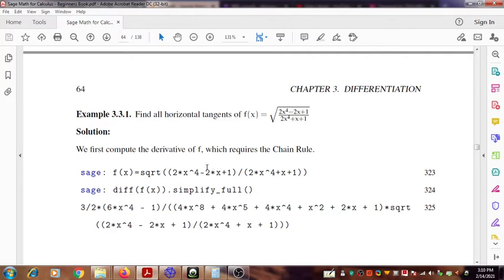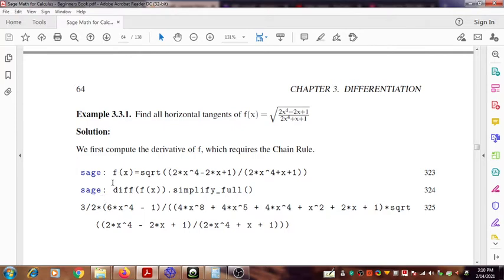Now we have a simple method to obtain the derivative, that is just to type the command diff and use the given function inside the bracket, together with the simplify command, dot simplify underscore full. So this will simplify the expression which is obtained after differentiation.